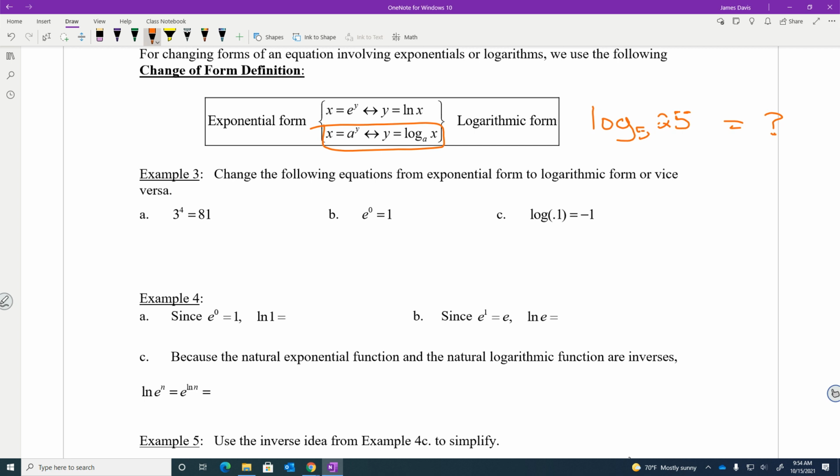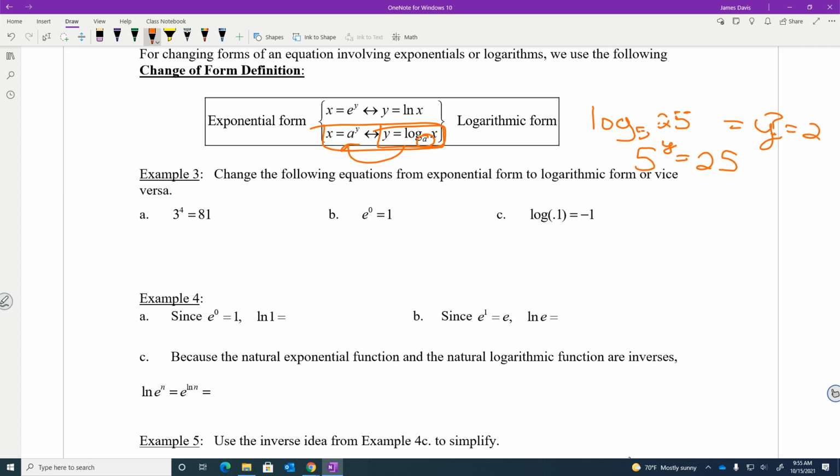And how you get that is using this property right here. So you can rearrange this and notice how you can write this in exponential form. You take the little base there, 5, to the power of y, our answer out here. So you write 5 to the y equals the big number 25. Then you just think, well, 5 to what power is 25? It's 2. So log base 5 of 25 is 2.